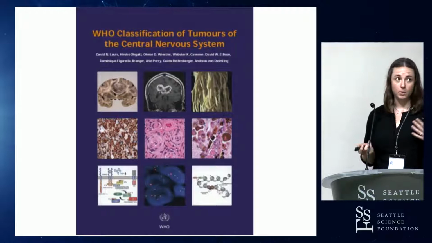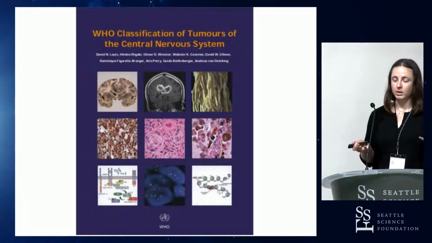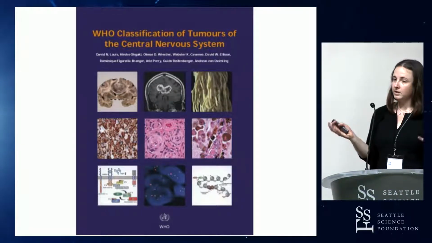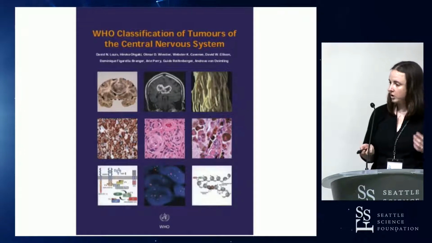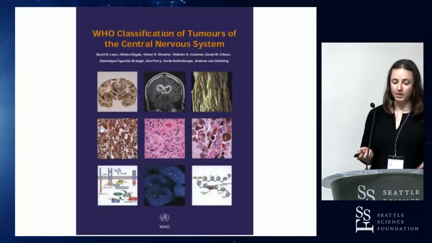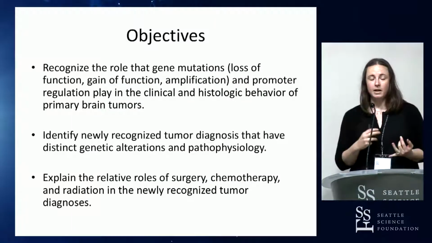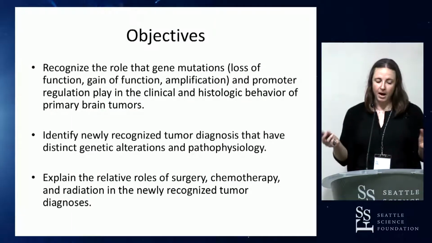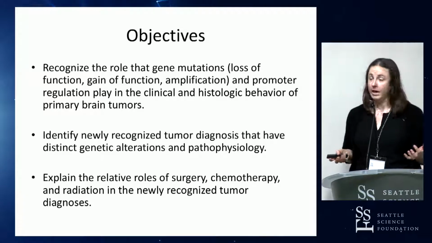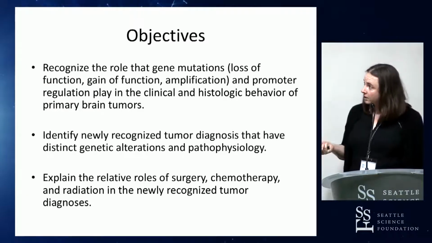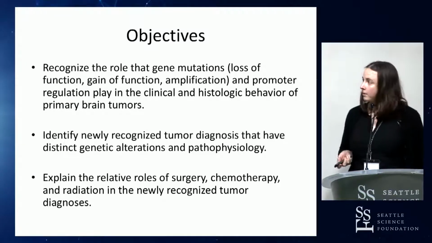And so I'm just going to walk through the basic things that we order on our glial tumors because that's a big chunk of what we do in neuropathology, and then talk about a few of the major updates in terms of some of the new diagnoses as well as how things like medulloblastoma are now classified. And so these are the objectives. You all have them in front of you.